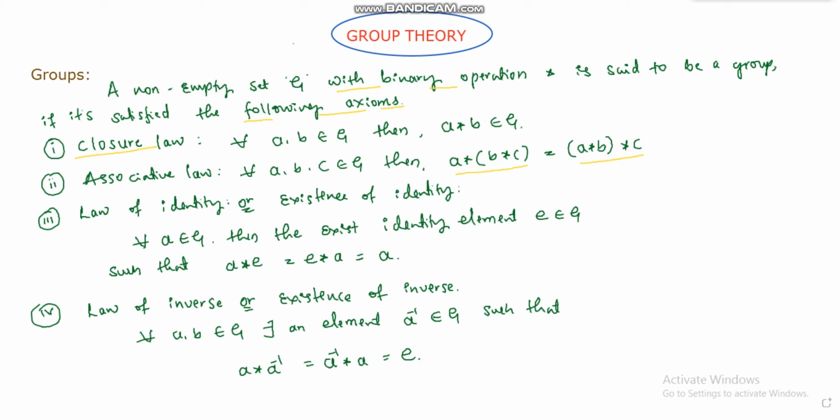Third is the law of identity, or existence of identity: there exists an identity element e belongs to G such that a star e is equal to e star a is equal to a. Fourth is the law of inverse, or existence of inverse: for all a belongs to G there exists an element a inverse belongs to G such that a star a inverse is equal to a inverse star a is equal to e.